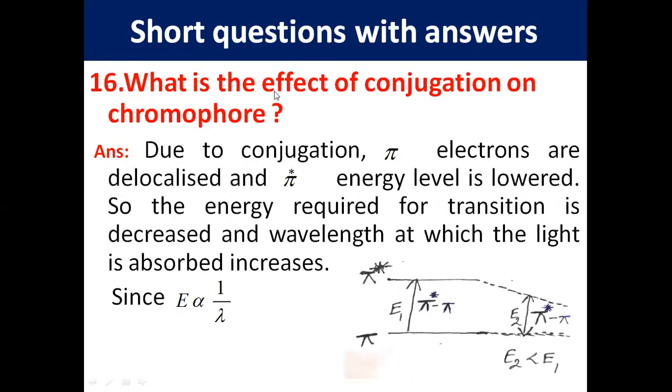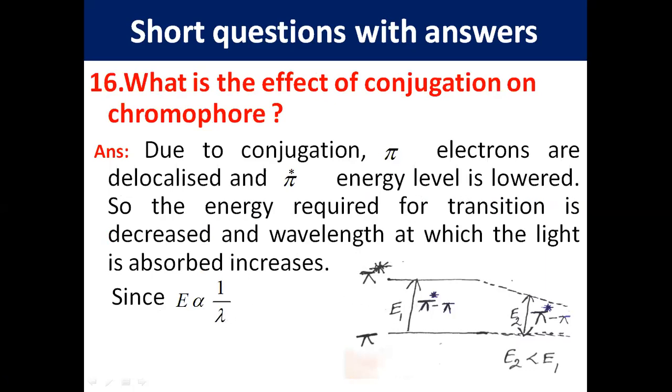Question number 16. What is the effect of conjugation on chromophore? Due to conjugation, the pi electrons are delocalized and the pi star energy level is lowered. Pi star energy level is the molecular energy level. So that energy level is lowered, and the energy required for transition is decreased. Since the energy required for transition is decreased, the wavelength is increased, since energy is inversely proportional to the wavelength.